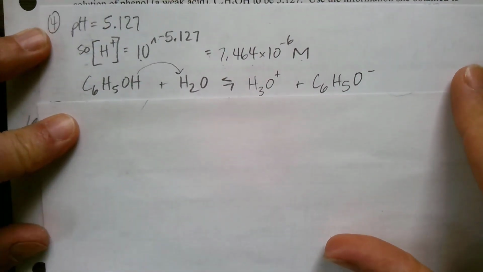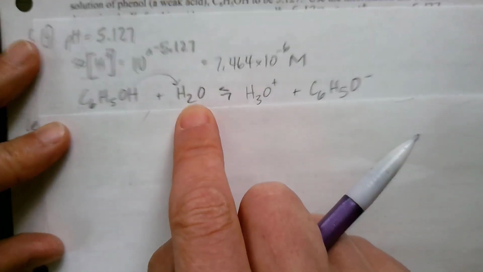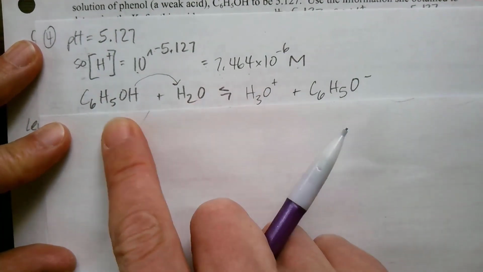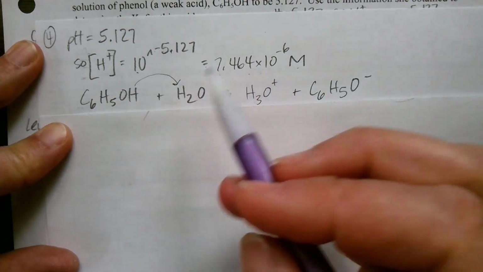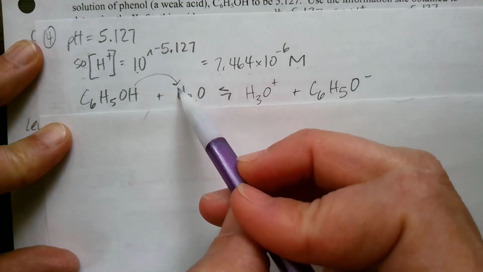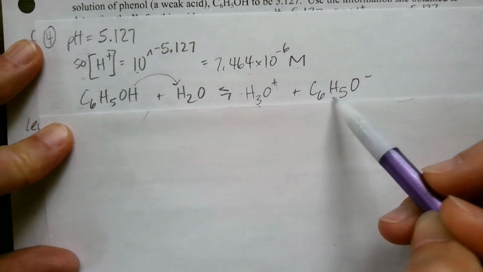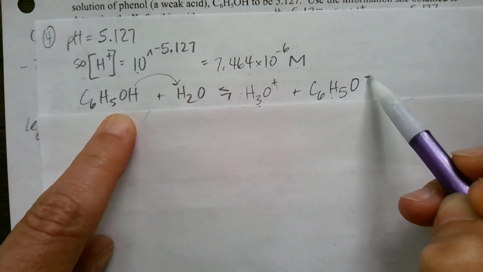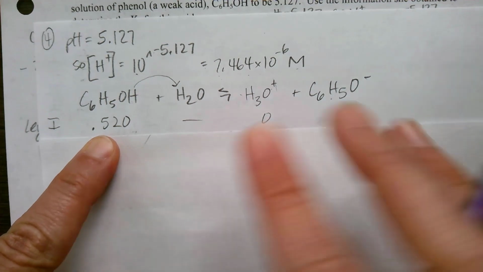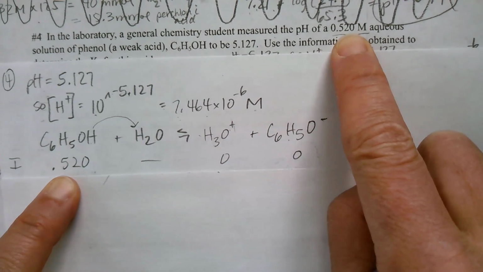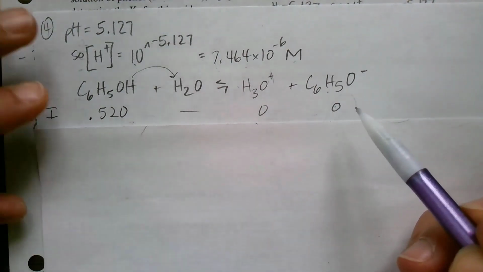Now we're going to look at this phenol, the weak acid, in its dissociation. All right, so we have C6H5OH added into water is going to, remember this is our acid, so it's a proton donator, give us H3O plus, which is our H plus concentration, and C6H5O minus. Initially, we're told we have 0.520 molar, right? That's how much phenol we have, our weak acid. And we have no products yet.